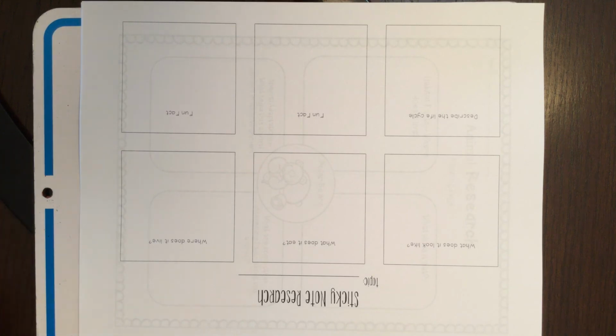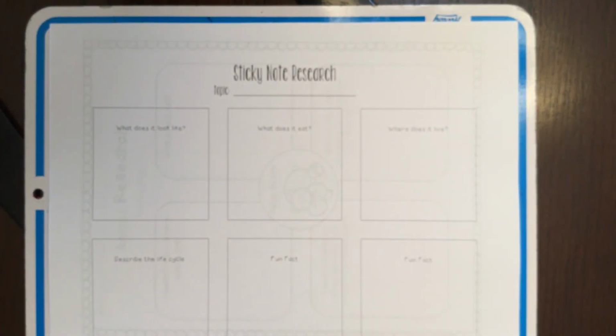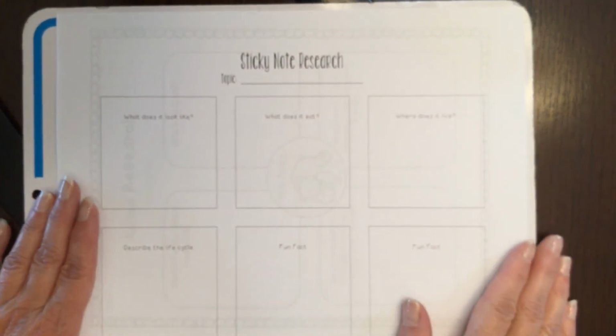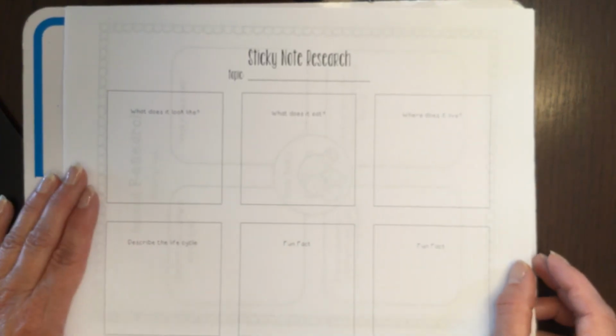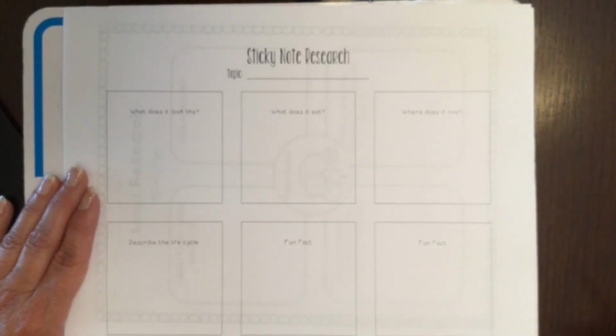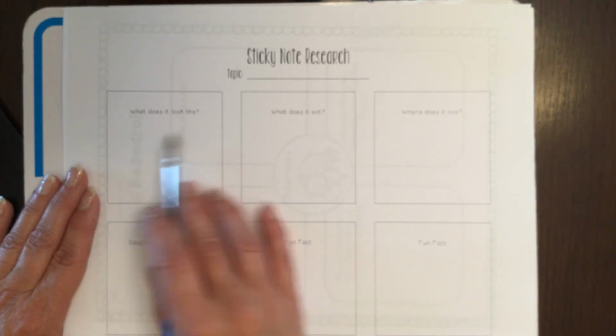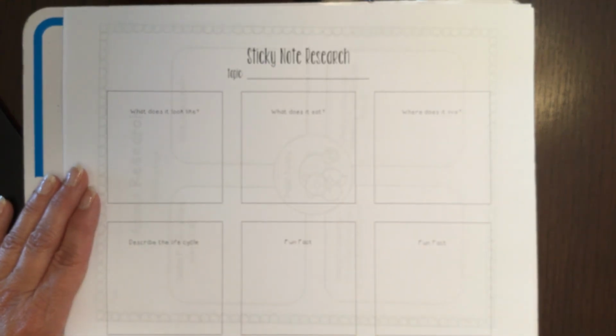Today we're just going to do one of those pages together. I posted a page, and I'm sorry it's upside down, that looks like this. It's called Sticky Note Research. And you can use this page as many times as you want, print as many as you need. So every day when you read a little bit about your animal, if you find a fact that answers one of these questions, you can put it in there.